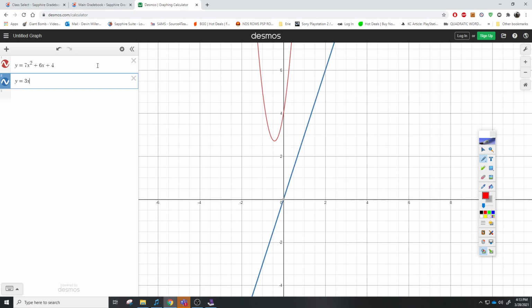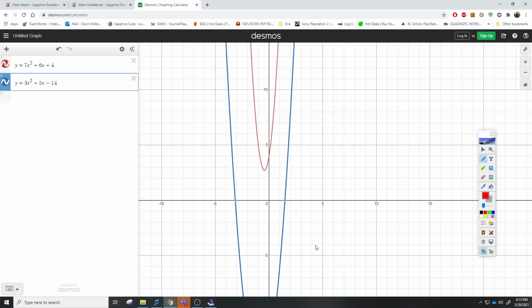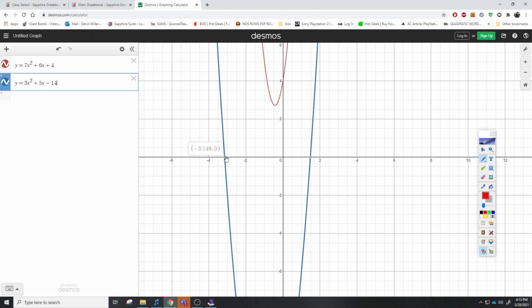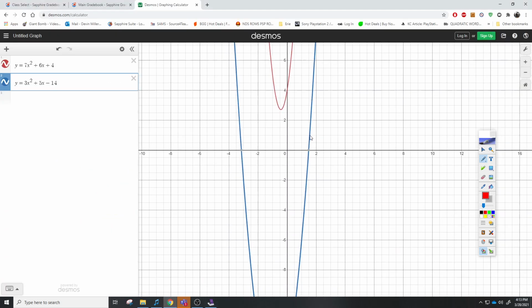And then the other one, 3x squared plus 5x minus 14. Is that what it was? There we go. Oh, it's pretty big, pretty long here. There we go. And so we can see it goes through some decimal places, but it does hit 2 times, and that was our answer, 2 real roots. So it does work.